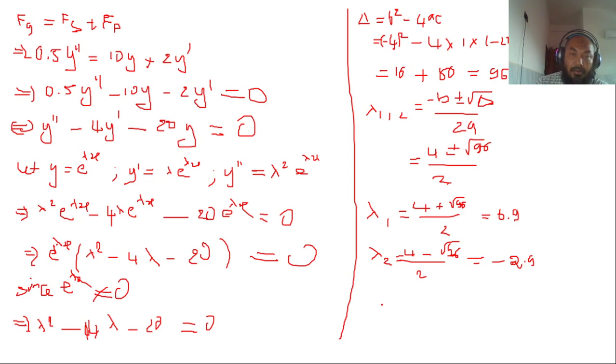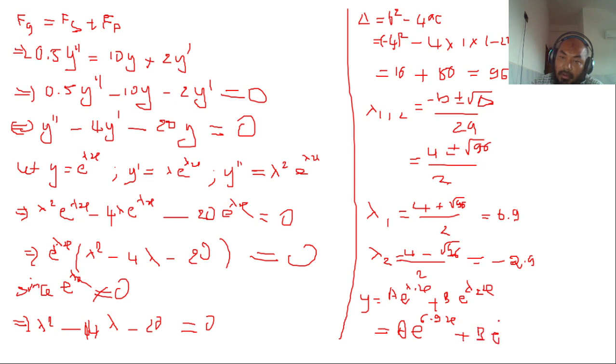So we have, that's why we got y(t) here is equal to a e^(lambda 1 x) plus b e^(lambda 2 x), so it's equal to a exponential 6.9x plus b e^(minus 2.9x). Okay, alright, so this is our equation.